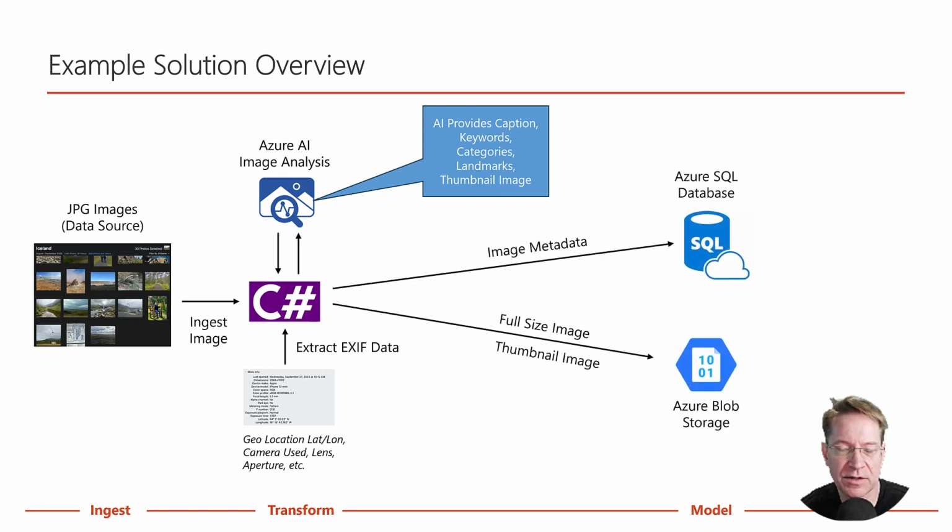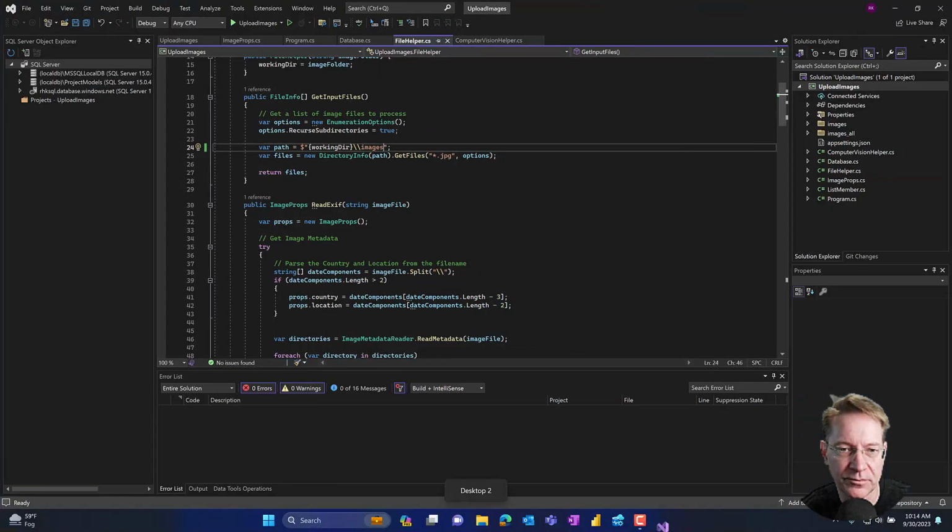Once the image analysis is done, we'll store the metadata that we found in an Azure SQL database and then upload the full-size image as well as the generated thumbnail image to Azure Blob Store. And then finally pull all that in to Power BI so that we can analyze the data that we found both from EXIF data and from the image analysis. Okay, so that's what we're going to build, so let's look at some code.